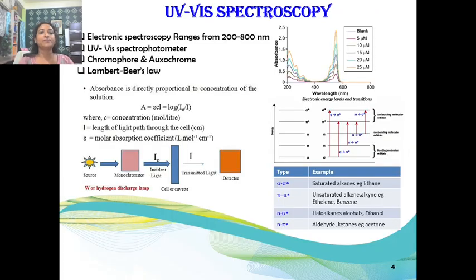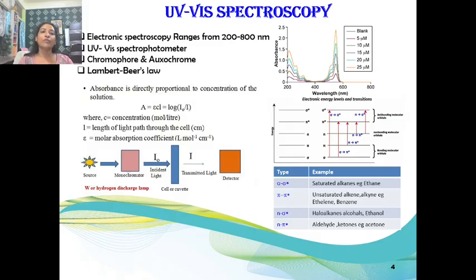Now, UV visible spectroscopy, it is also known as electronic spectroscopy. It ranges from 200 to 800 nanometer. It is called UV visible spectroscopy because the total range is merged with the visible range also. And the UV spectrophotometer is used to predict the peak position.